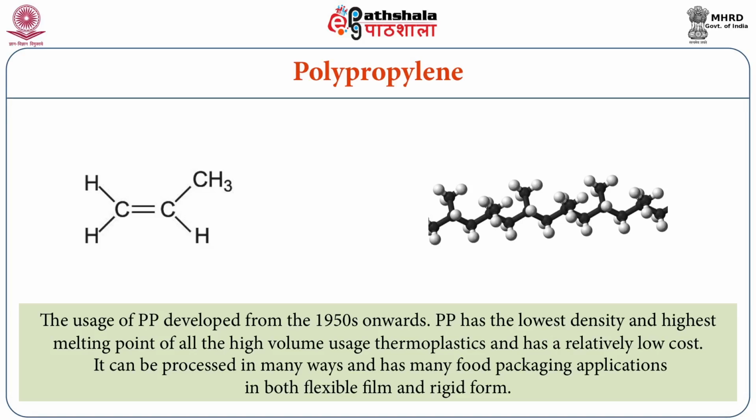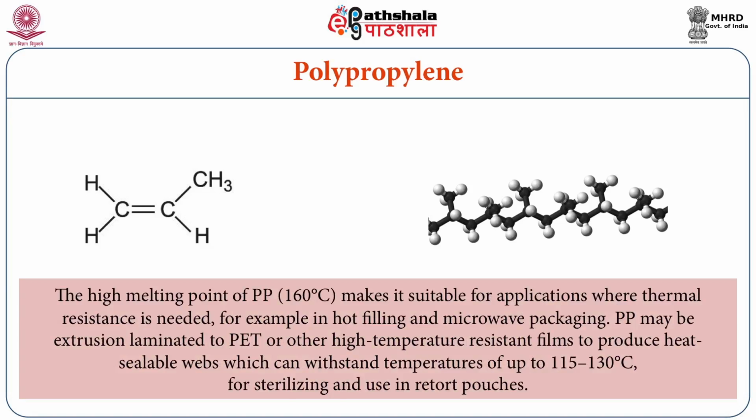PP is the lowest density and highest melting point of all the high volume usage thermoplastics and has a relatively low cost. It can be processed in many ways and has many food packaging applications in both flexible film and rigid form. The high melting point of polypropylene, which is around 160 degrees Celsius, makes it suitable for applications where thermal resistance is needed. For example, in hot filling and microwave packaging.